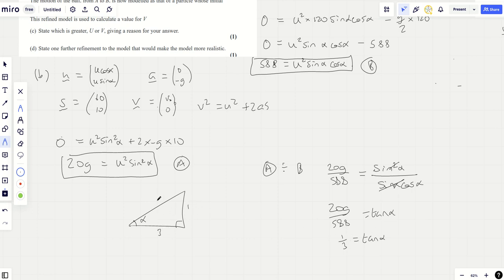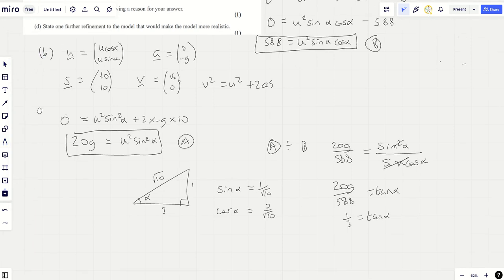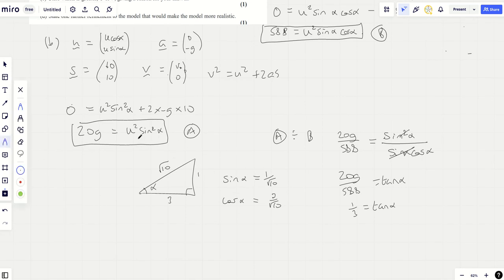It's always easy to do this Pythagoras trick and write down, okay, so now I know sine alpha is 1 over root 10 and cos alpha is 3 over root 10. So if I want to show that u was whatever it was, 1960 or something, I'm just going to plug either of these in here, yeah? So 20g equals u squared times 1/10, or in other words, u squared is 200g, and I think that is because 2g is 19.6, so 1960, just like it said, I think.